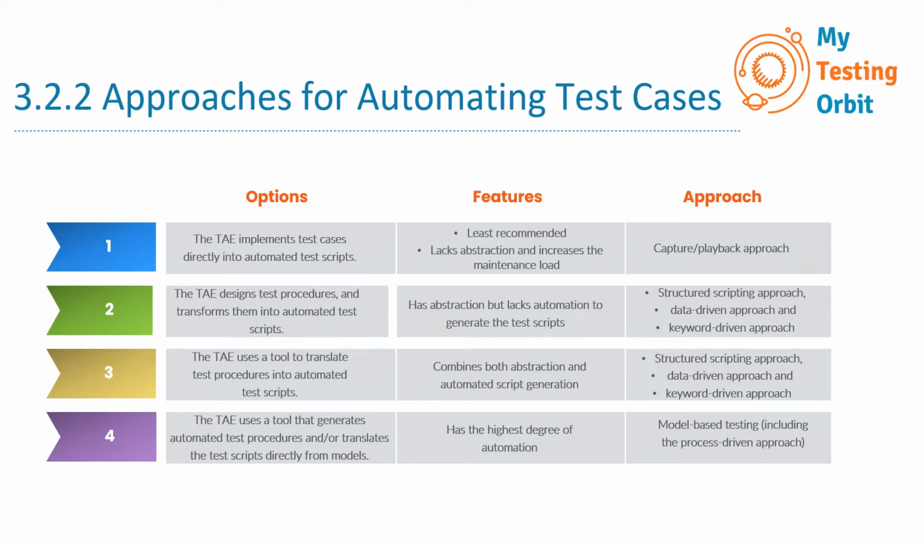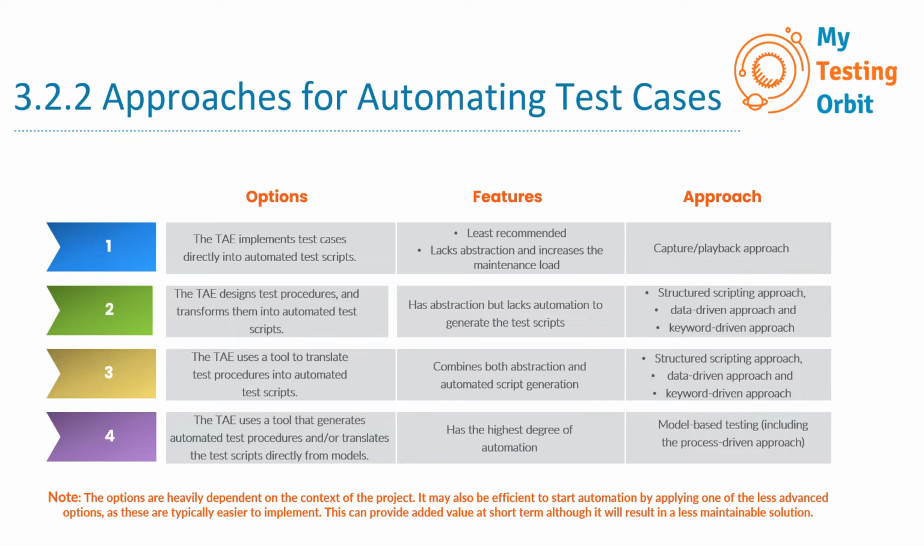And the fourth one is that the test automation engineer uses a tool that generates automated test procedures and/or translates the test scripts directly from models. This option has the highest degree of automation, and the approach used is model-based testing, including the process-driven approach.